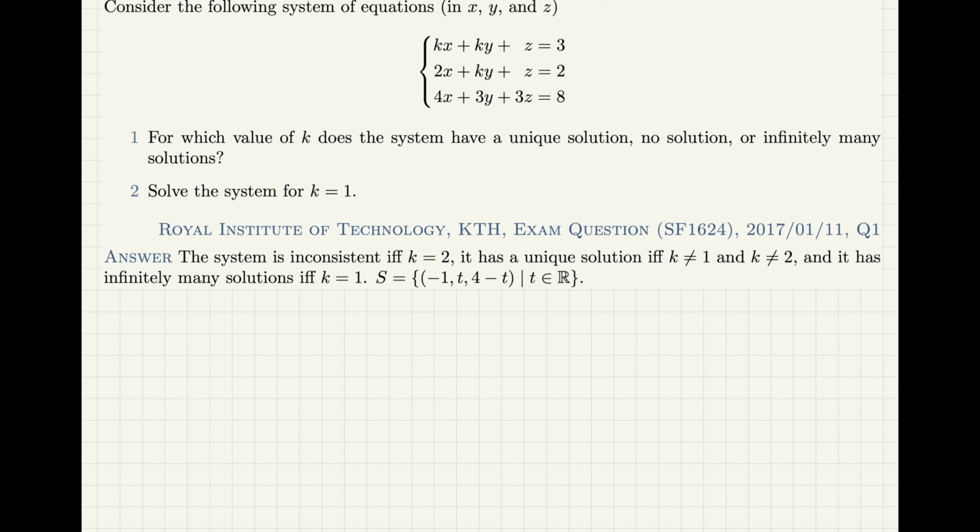I want to use the Gauss elimination method first to solve this problem. But of course, if I start as usual to construct the augmented matrix corresponding to this system, we usually start with the x variables first, so we write k, 2, and 4, and then the y variables, and then the z variables, and then finally we have 3, 2, and 8. It's completely okay if you want to do this, but if you give it a try yourself in this way, the calculations become very tedious.